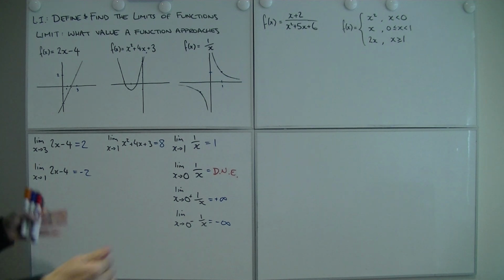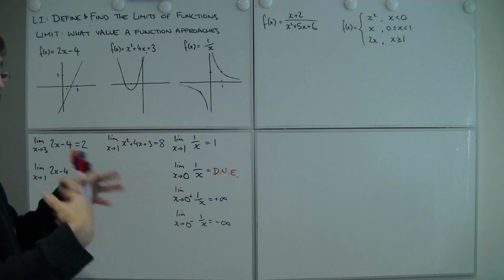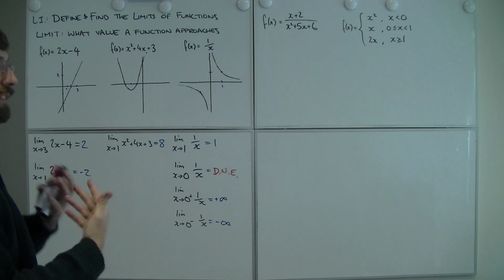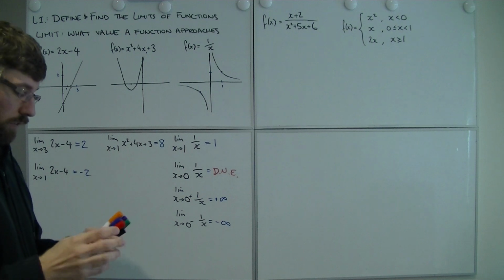Okay, so if something approaching from the left and the right agrees, that's fine. We can still say that it has a limit. It's approaching something. But if they disagree, then we say the limit does not exist.